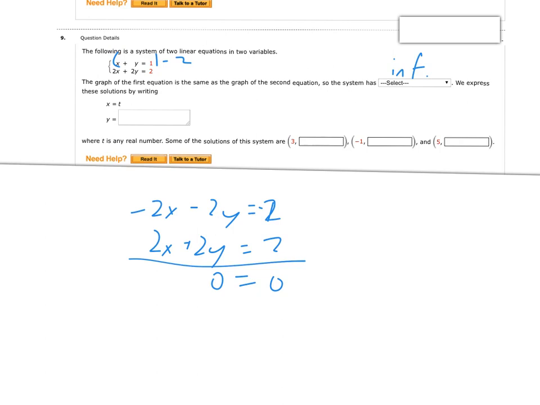And so if I let x equal t, which they tell me to do here, then y would equal, and I'm going to go ahead and just set this up. So t plus y equals 1, plugging in the t for x. So y equals -t plus 1. So I'll put that there.